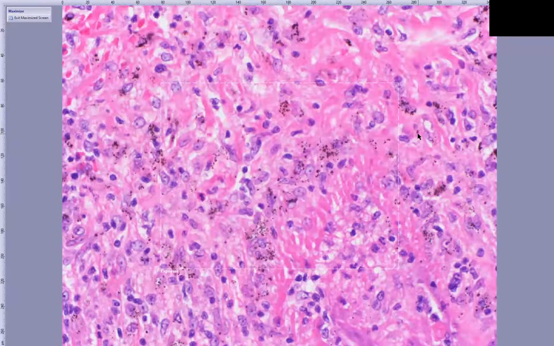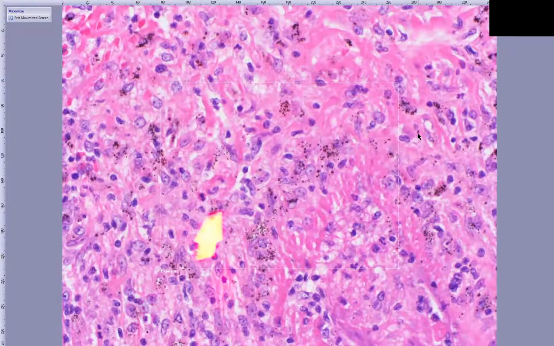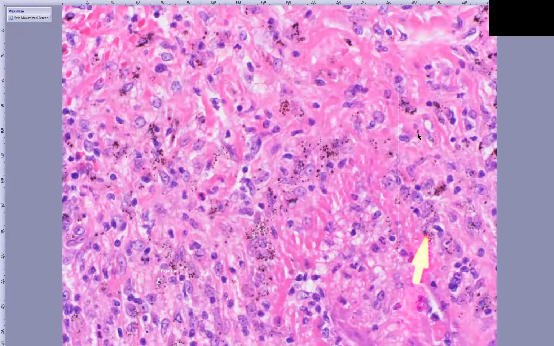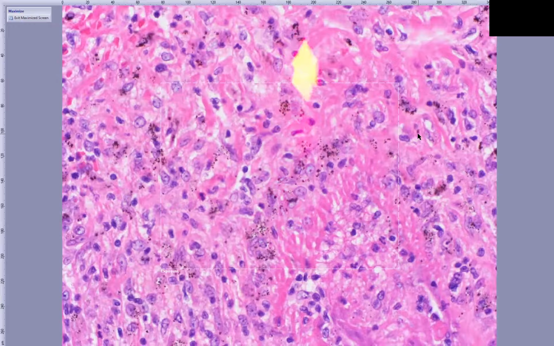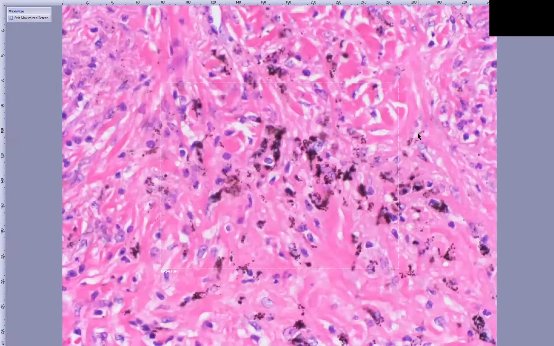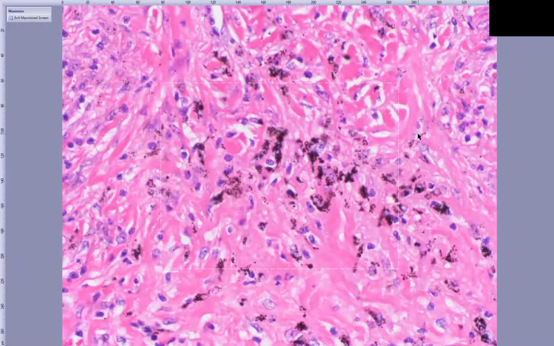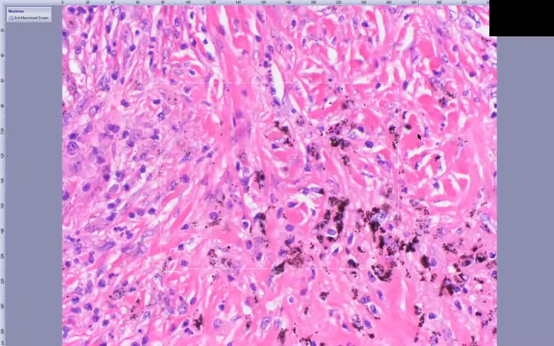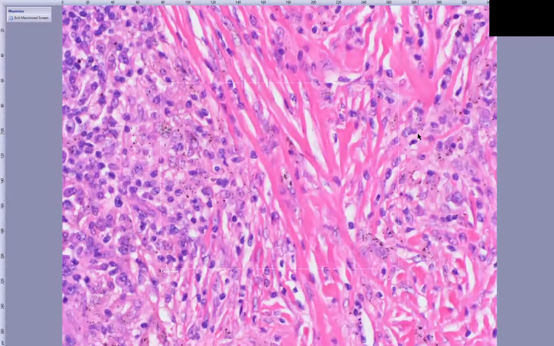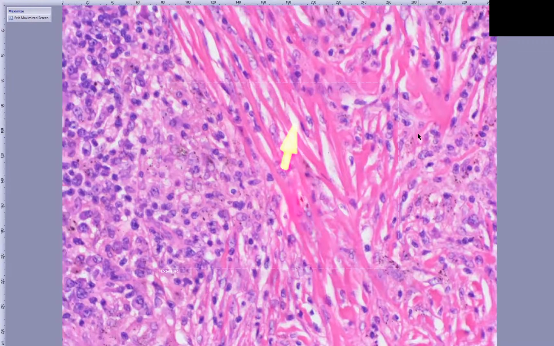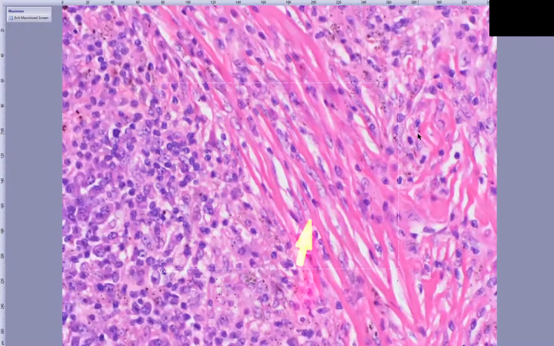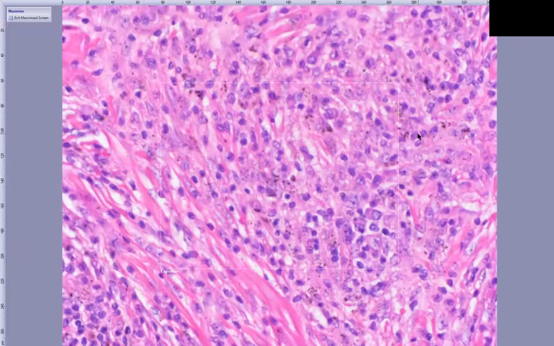And they're very coarse, they're clumped, and you see them both in the cytoplasm of histiocytes, but also just free in the tissue. And this is tattoo pigment. So this person had a tattoo and had a very striking granulomatous reaction to the tattoo pigment. This is an old reaction because there's quite a bit of intervening fibrosis as well. There's quite a bit of fibrosis, even though it's so inflamed. So that tells me this is an old reaction to this tattoo, or it's been going on for a while.